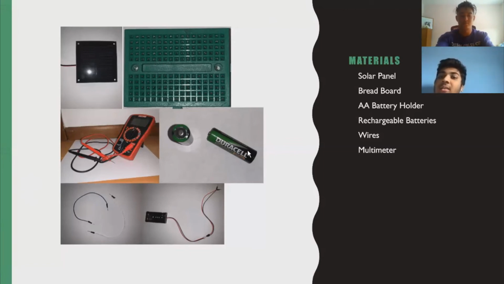Yeah, good. Okay. So the first thing we did, to make a charger, we collected our materials. We needed a solar panel, obviously, a breadboard, a multimeter, a few rechargeable batteries, wires, and a battery holder. So a brief explanation of what a breadboard is. A breadboard connects wires, so you get to make connections to different devices. The little holes in the same column are all connected. So all the positive ends would go on one column, and all the negative ends would go on another column. Go to the next slide.